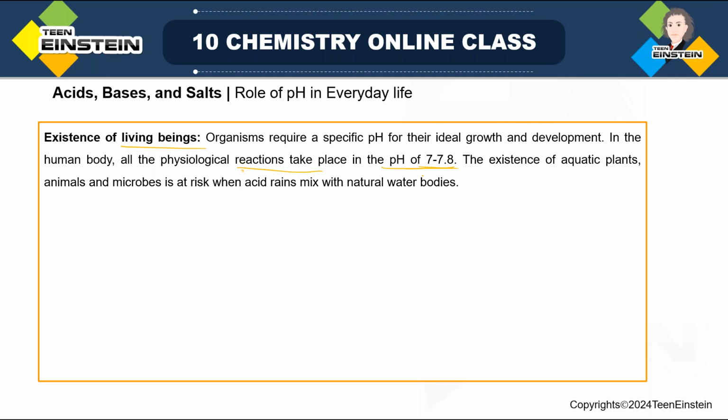The existence of aquatic plants, animals and microbes is actually at risk when acid rain mixes with the natural water body. In a natural water body, the aquatic plants, animals and water-dependent microbes will have their survival harmed, because of the bad effect of this acid rain.